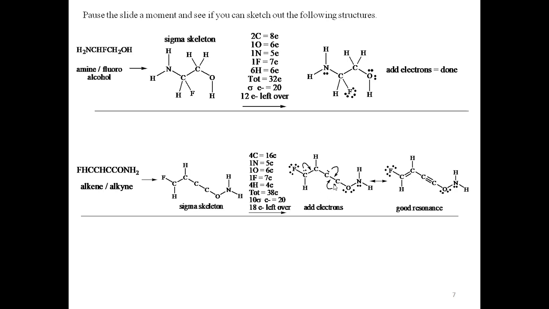So what I'm going to do is add 2 to this carbon and 2 to this carbon because they look the most bare of electrons. They need the most. And then I'm going to put 2 over here, as far away as I can get from that because of electron repulsion. And so I'm going to put them in here.